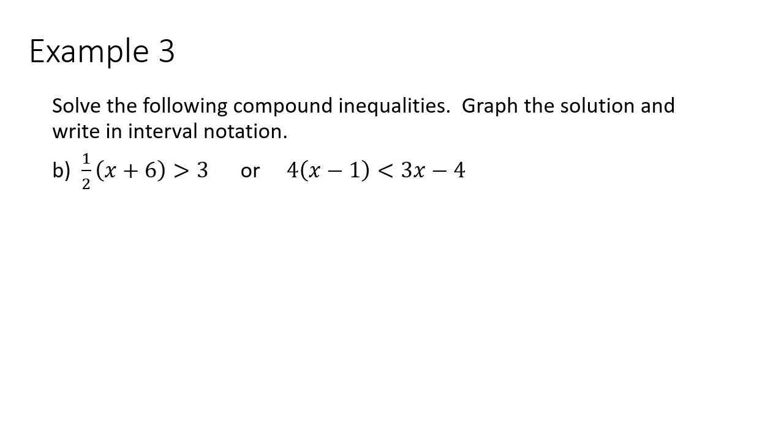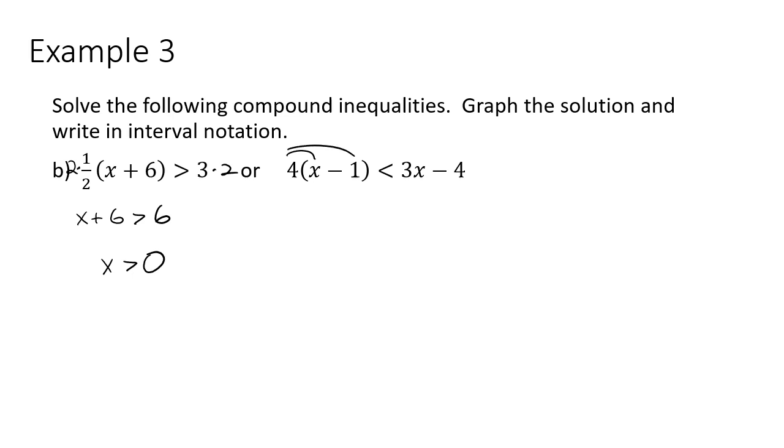All right, so let's take a look at another. Try pausing the video here and see if you can find the solution to part B of example 3. Okay, so once again, I want to start by solving the simple inequalities. For the one on the left, to get rid of that 1/2, I'm going to multiply both sides by 2. So that would just cancel out the 1/2 on the left and give us x plus 6 is greater than 6. If I subtract 6 from both sides, that would give me x is greater than 0.